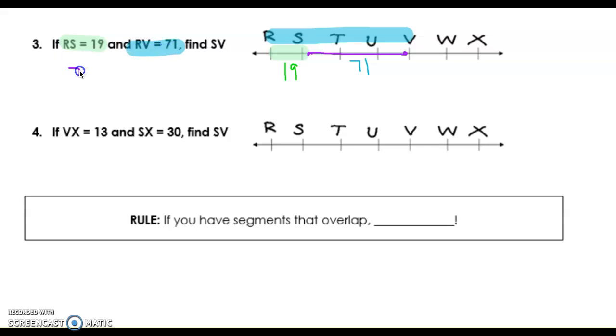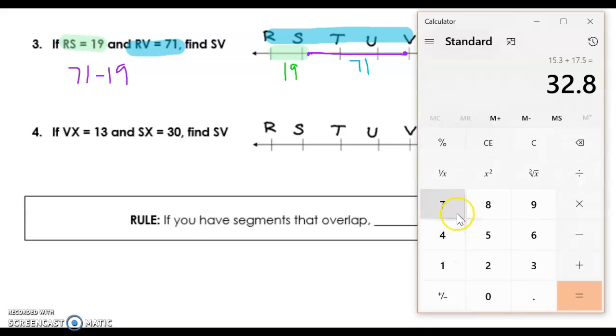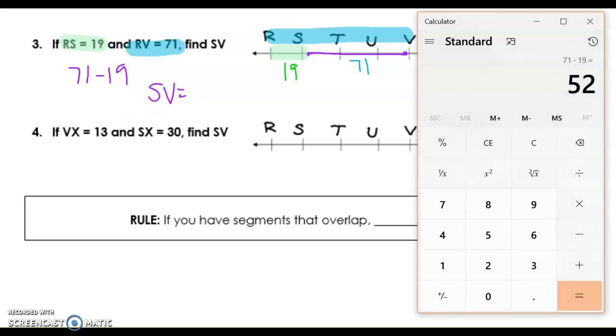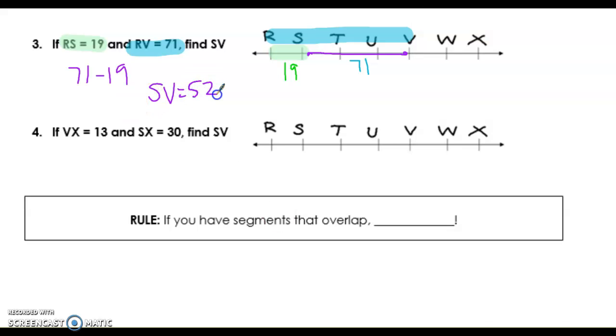We would say 71 minus 19, and you get the answer of 52. And again, just like the last section, make sure that you are using the labels correctly. SV equals 52, because that's what we're really trying to find. So that is much more important than the actual computation being shown: the answer.